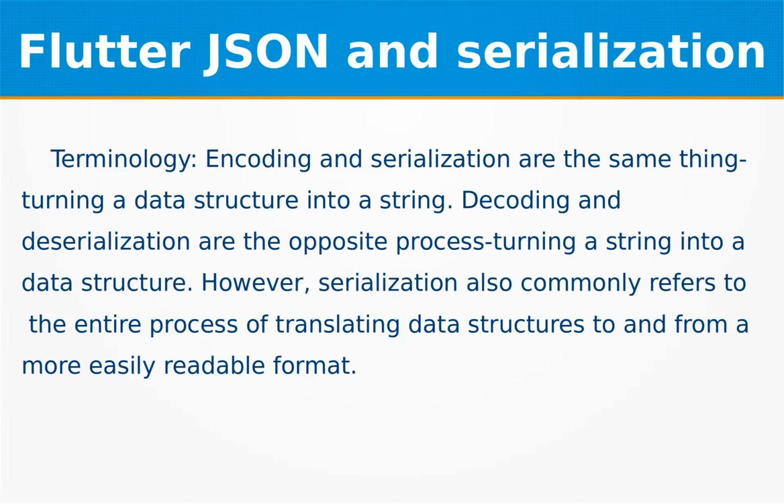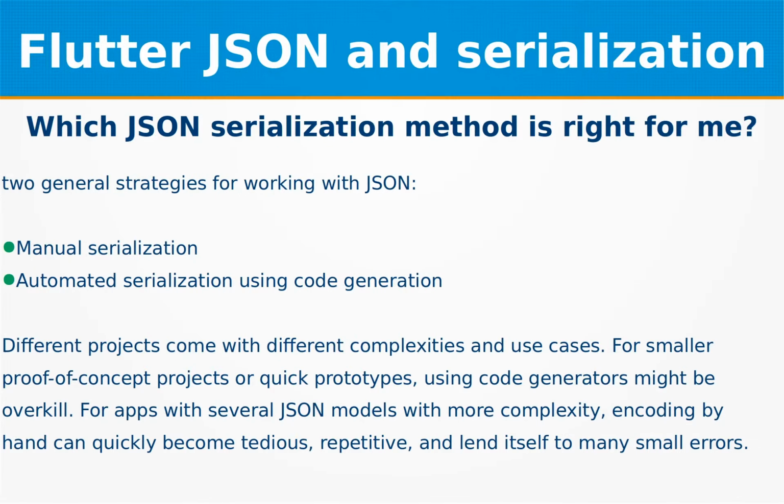Terminology: encoding and serialization are the same thing, turning a data structure into a string. Decoding and deserialization are the opposite process, turning a string into a data structure. However, serialization also commonly refers to the entire process of translating data structures to and from a more easily readable format. Which JSON serialization method is right for me?